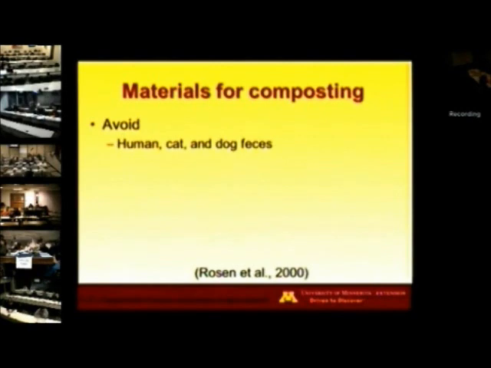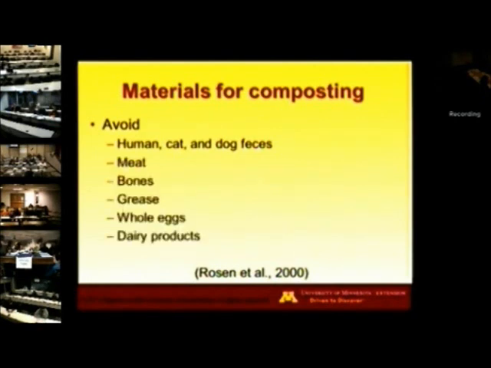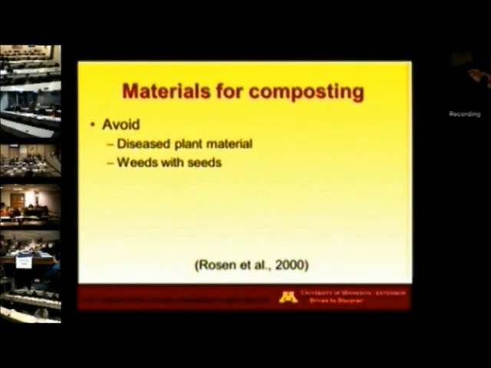So what do you want to avoid? This, I'm guessing, is all common knowledge, but obviously feces from humans and pets such as cats and dogs. And in addition to that, you also want to avoid meat, bones, grease, whole eggs, and dairy products, mainly because you're going to attract animals at this point. Unless, of course, you want raccoons in your yard. And I would also recommend avoiding diseased plant material and also weeds with seeds.